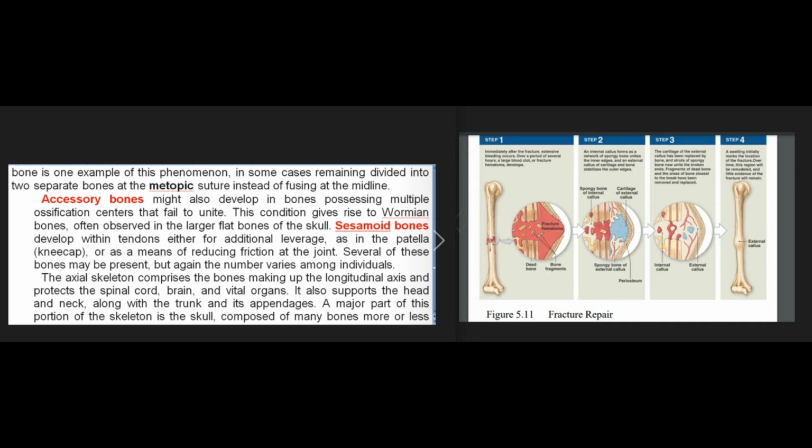Sesamoid bones develop within tendons either for additional leverage, as in the patella, kneecap, or as a means of reducing friction at the joint. Several of these bones may be present, but again the number varies among individuals.